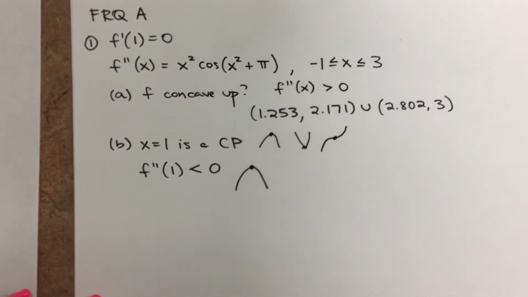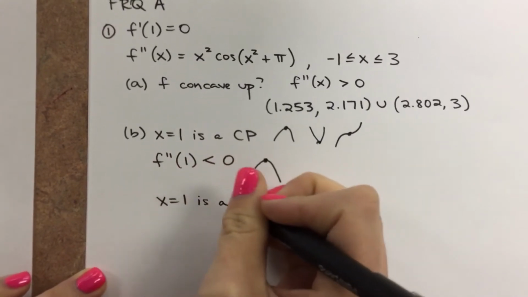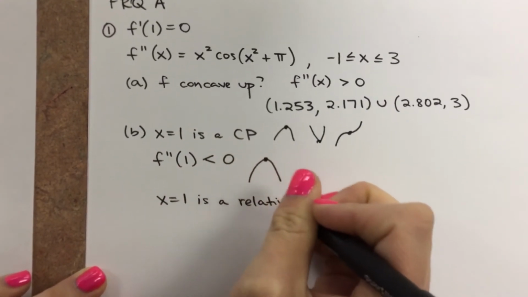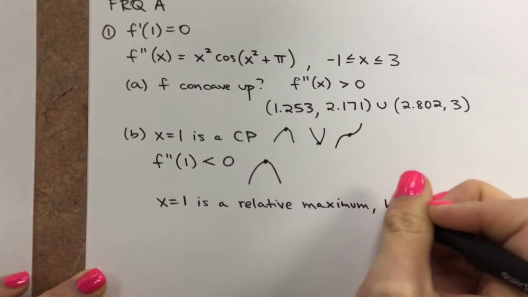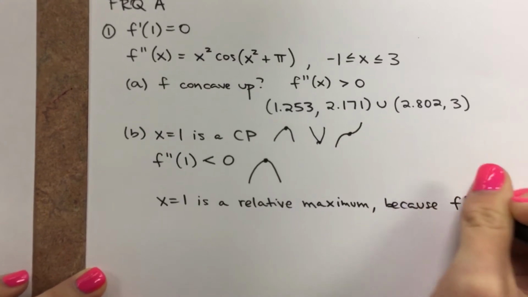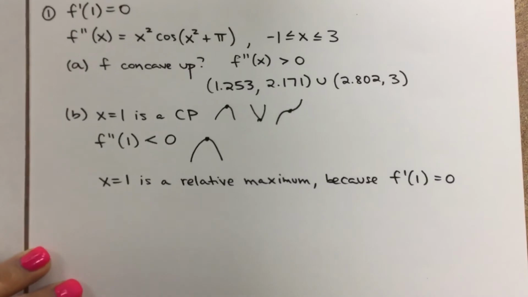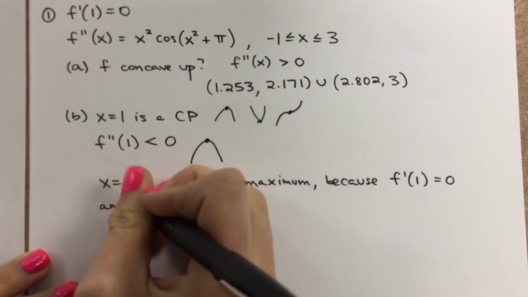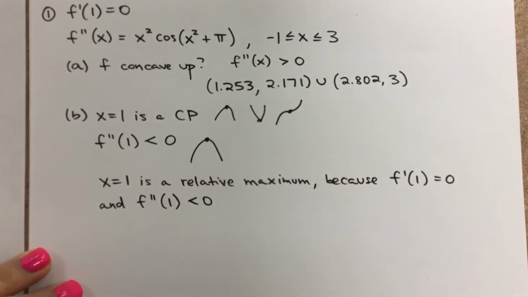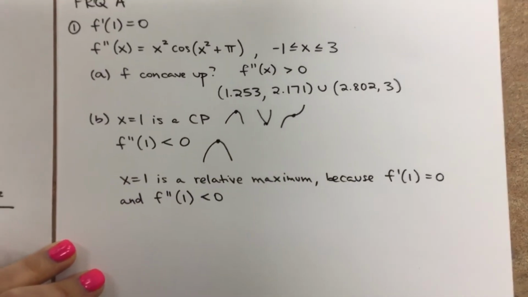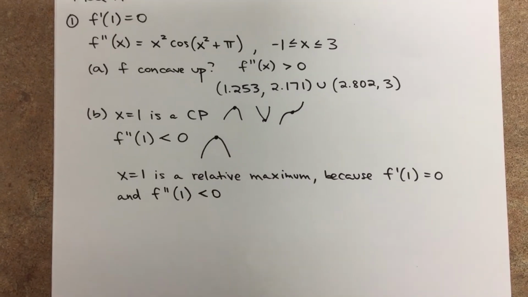Okay, so it says to justify your answer. So we are going to say that x equals 1 is a relative maximum because f prime of 1 is equal to 0. Remember, that's what makes it a critical point. And f double prime is negative, which makes it concave down. So we don't have to explain any more than that because this is just the result of the second derivative test. All right, so that's part B.